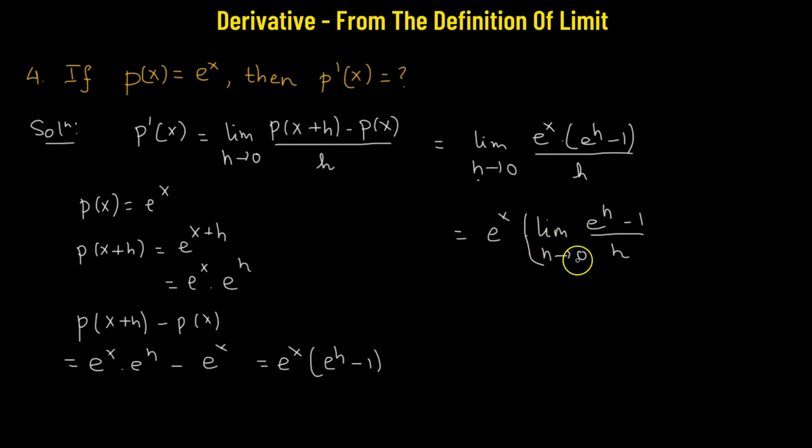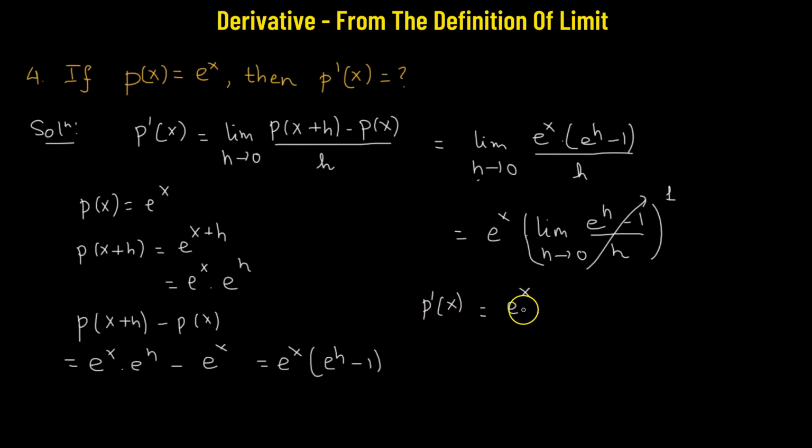Now this particular limiting value actually goes to 1. The proof is not shown here. For the time being, we can assume that this value is equal to 1. So that means the limiting value goes to 1, and that leaves us with e raised to the power of x. So the derivative of the exponential function is the function itself.